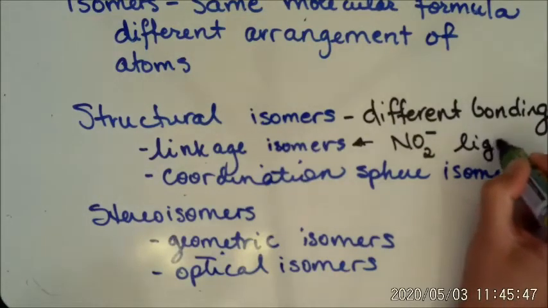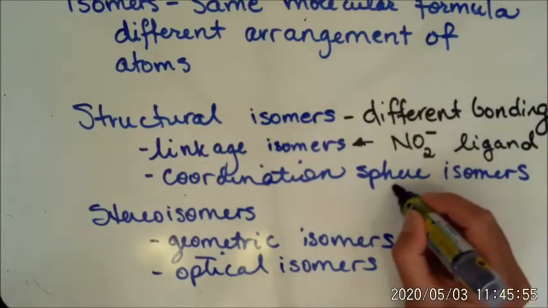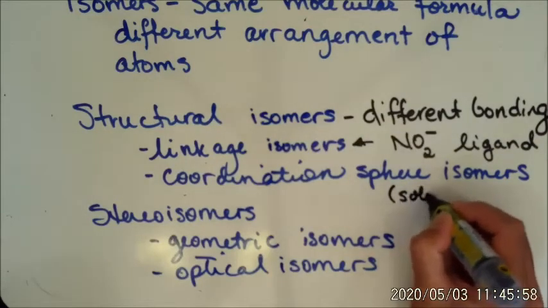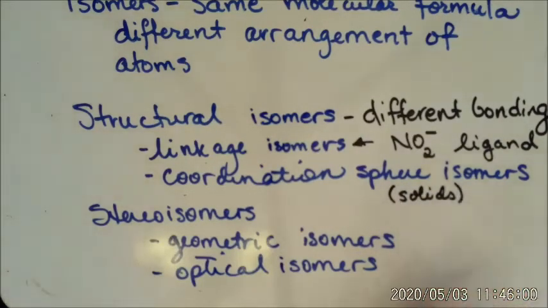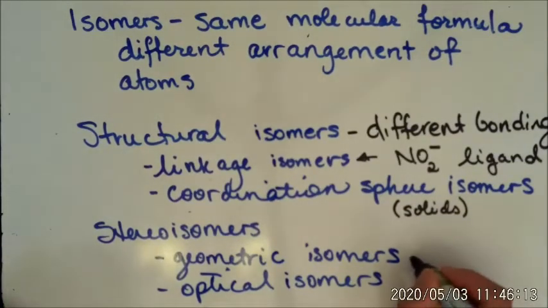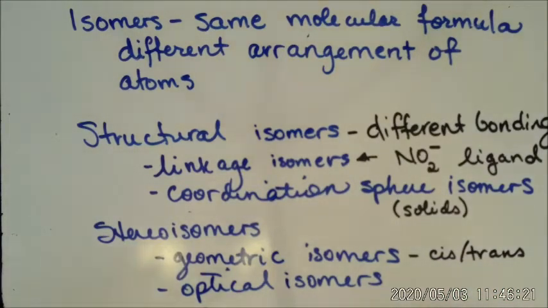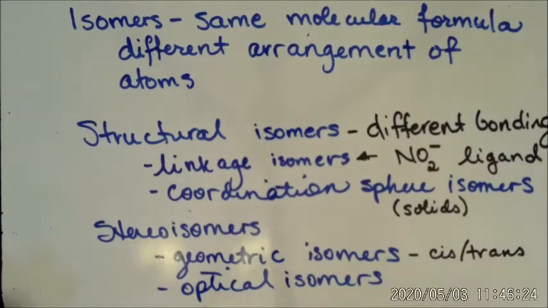The other type are called coordination sphere isomers. Just so you're aware, when we talk about coordination sphere isomers, typically we're going to be looking at the solids here. Then, when we talk about stereoisomers, we have mentioned before the geometric isomers, the cis and the trans, when we were talking about the intro to Werner's theory. We'll go into more detail on that.